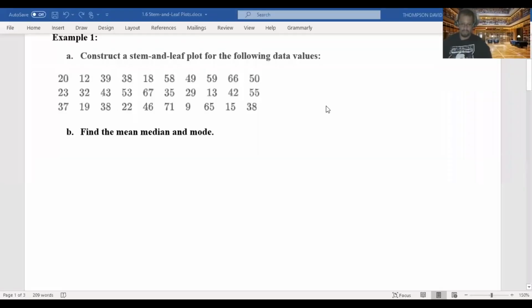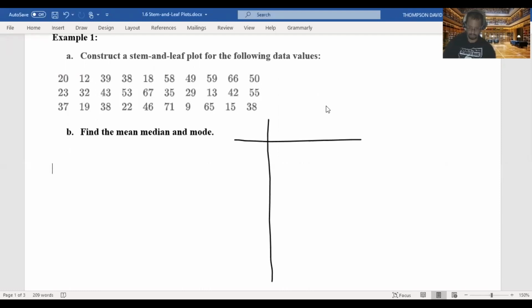Example 1. Construct a stem and leaf plot for the following data values, and find the mean, median, and mode. So to start, we make a stem plot which looks like a T-chart. And we write our tens digit as our stems: 0, 1, 2, 3, 4, 5, 6, and 7. Now we start making our leaves.